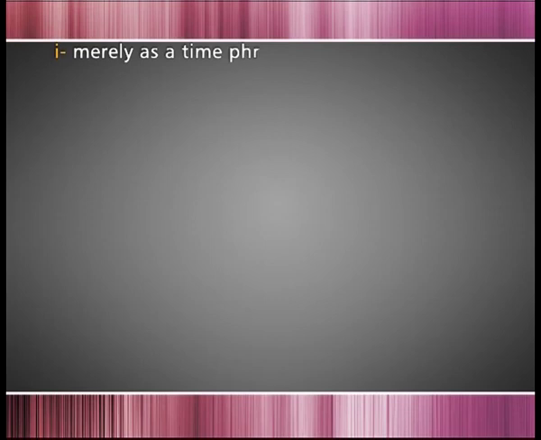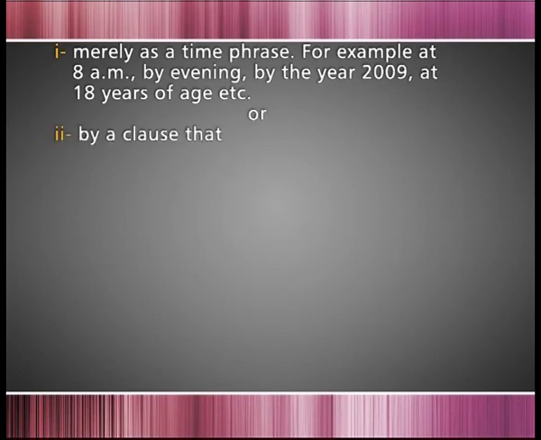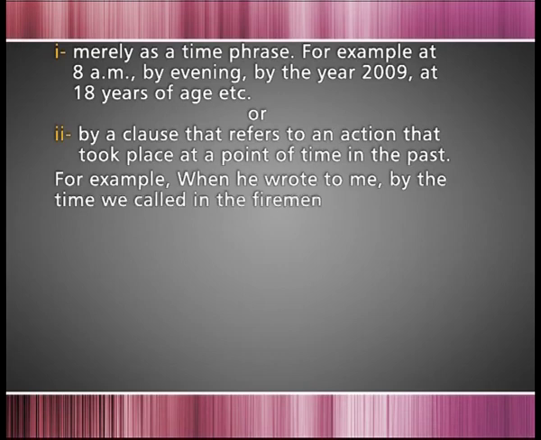That point of time may be expressed, 1. Merely as a time phrase. For example, at 8 a.m., by evening, by the year 2009, at 18 years of age, etc. Or 2. By a clause that refers to an action that took place at a point of time in the past. For example, when he wrote to me, by the time we called in the firemen, etc.